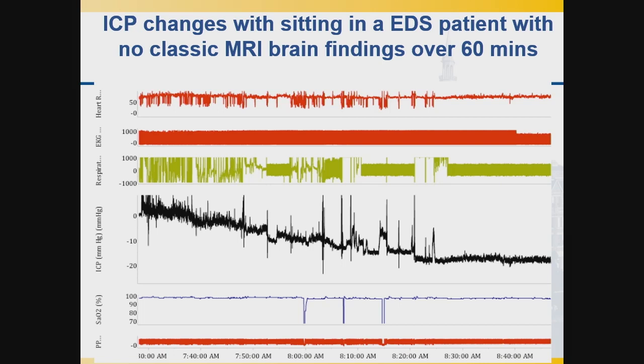These spikes that you see are motion artifacts. You cannot really have someone sit still for 60 minutes, so these are just motion artifacts when the patient moves. And the pressure stabilized at around -19 millimeters of mercury, right? So she clearly was symptomatic from intracranial hypotension, but was imaging negative.